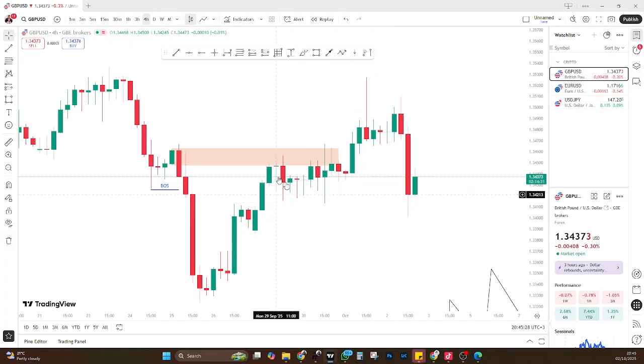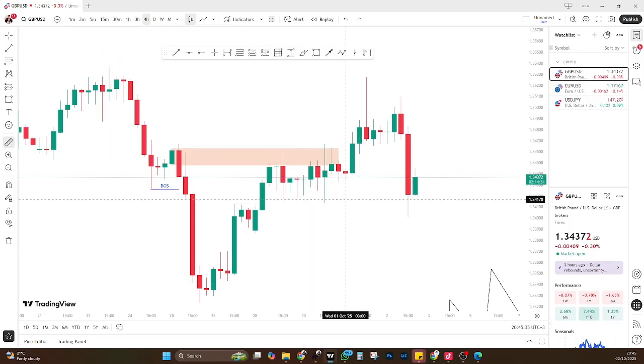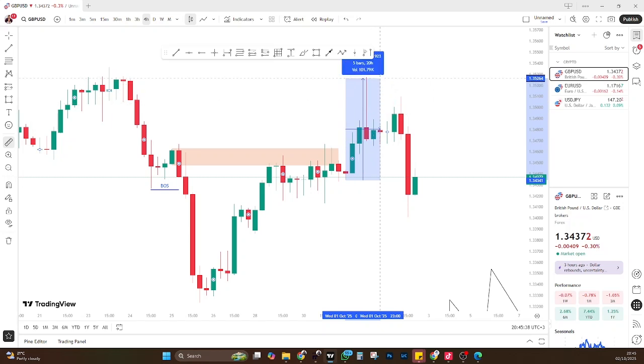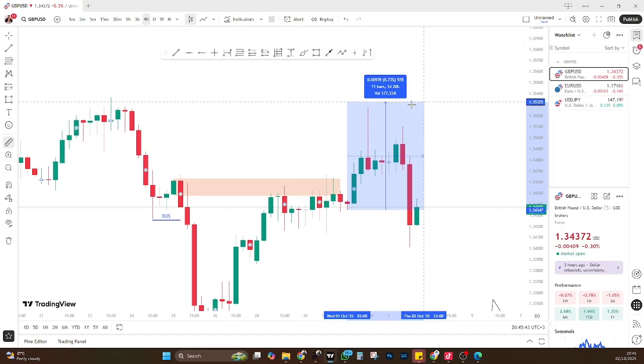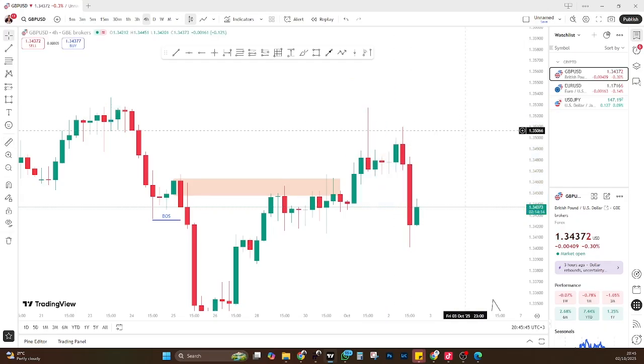So when the market got here, it reached, and then instead of selling, it bought. And you see, it bought like, this was how many pips? 92 pips. So this is no longer an order block, it is now a breaker block. I hope you understand that. This is no longer an order block, it is now a breaker block.